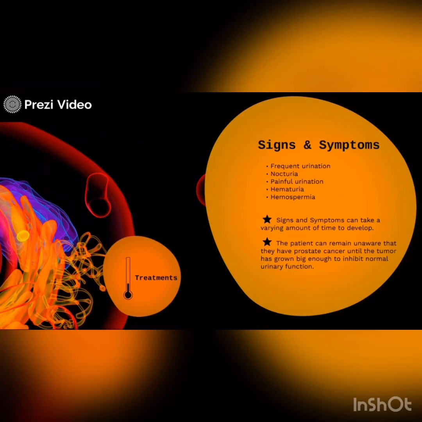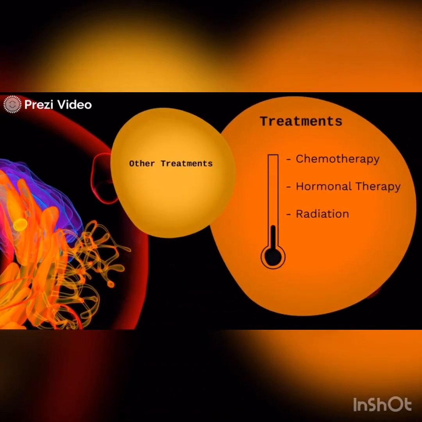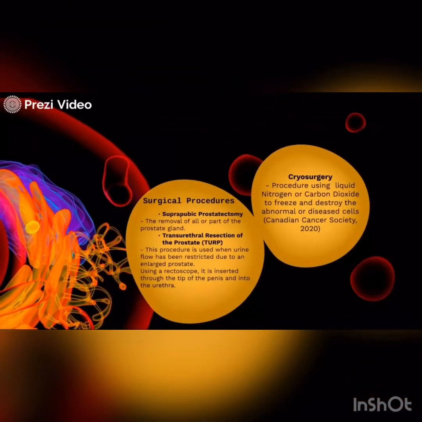Treatments for prostate cancer include chemotherapy, hormonal therapy, radiation, as well as other treatments such as cryosurgery and other surgical procedures. Cryosurgery is a procedure using liquid nitrogen or carbon dioxide that freezes and destroys the abnormal or diseased cells.